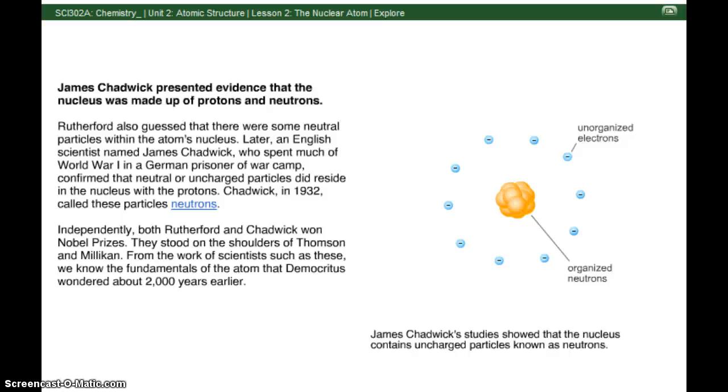They stood on the shoulders of Thomson and Millikan. In other words, they needed the previous work to do theirs. From the work of scientists such as these, we know the fundamentals of the atom that Democritus wondered about 2,000 years earlier. James Chadwick's studies show that the nucleus contains uncharged particles known as neutrons. And he said it was very organized, and then he said the unorganized electrons around the outside.